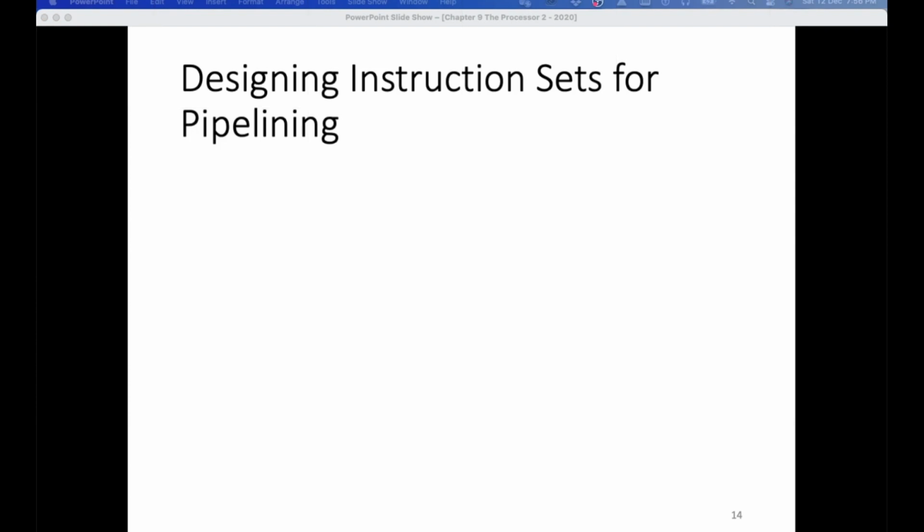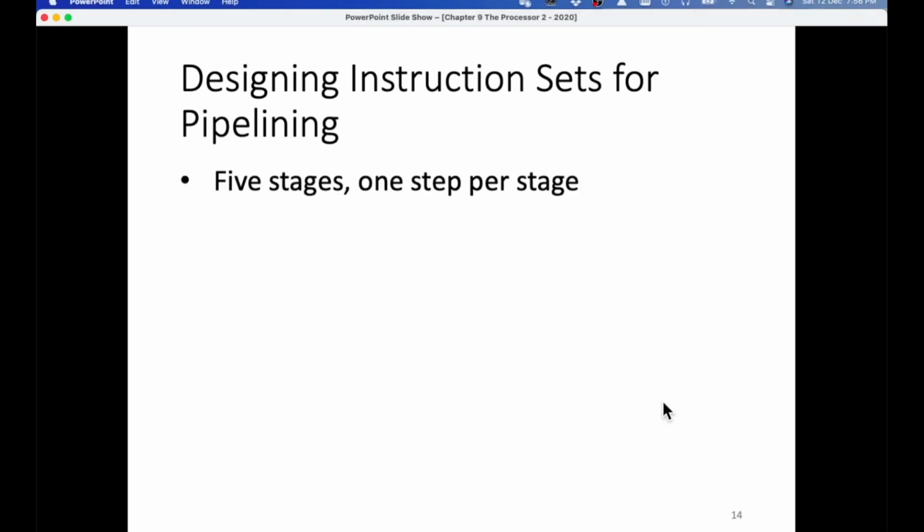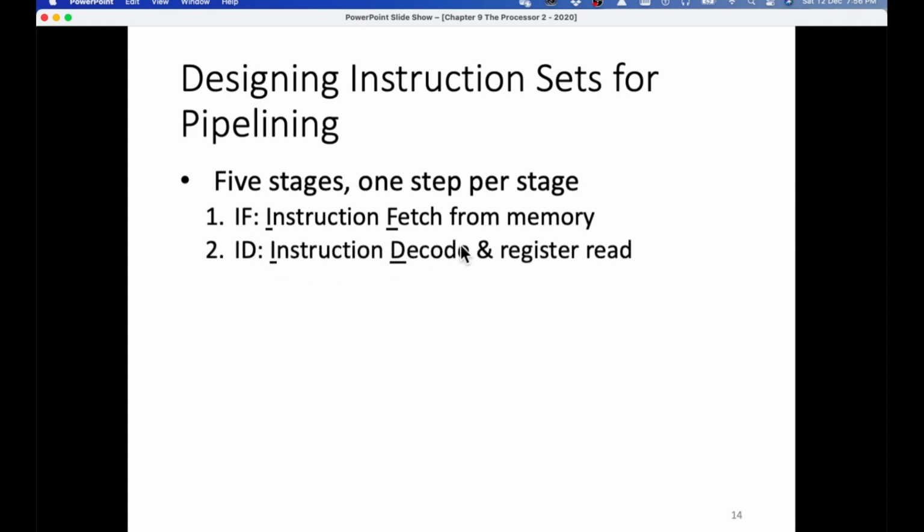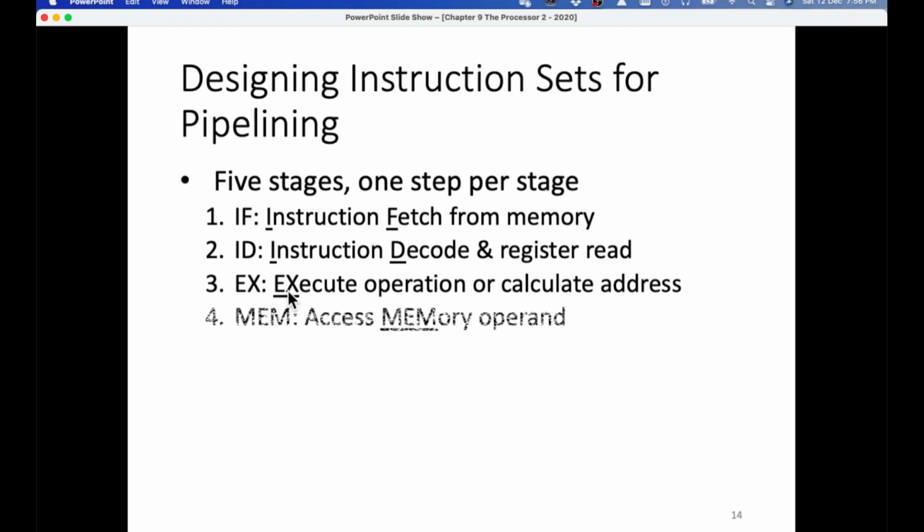Okay, next we're going to look at how to design the instruction sets for pipelining. As we know, there are 5 stages. First is instruction fetch, and we can use the abbreviation IF. Instruction decode and register read, we use the abbreviation ID. Execute operation or calculate the address, we use the abbreviation EX. Access memory operand, we use the abbreviation MEM. And lastly, write the result back to the register, so we use the abbreviation WB.